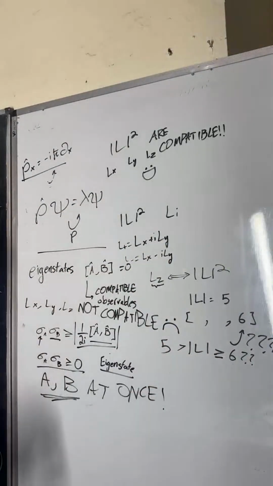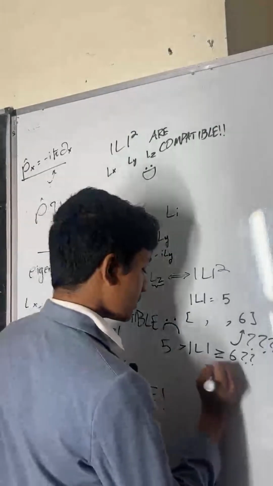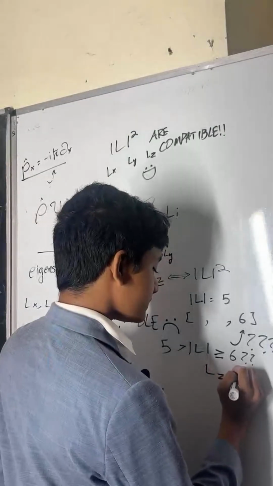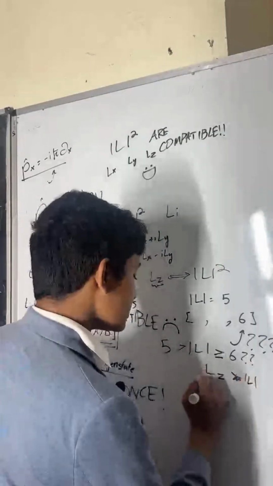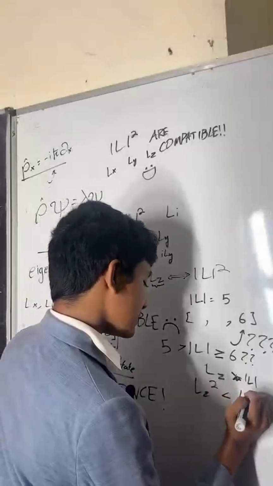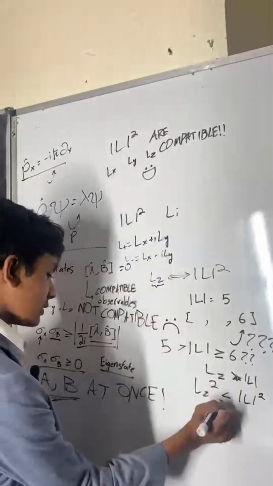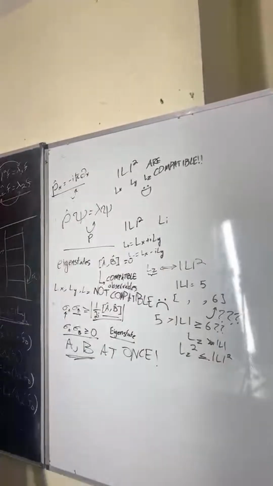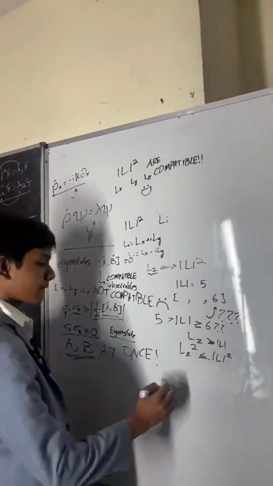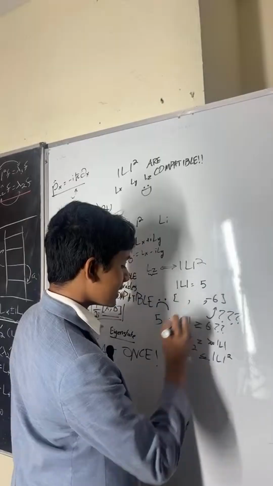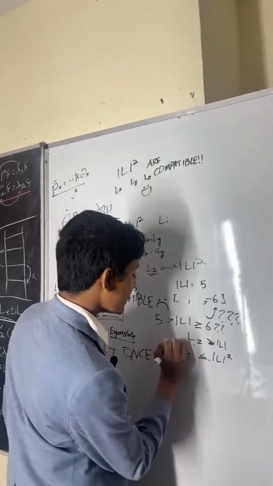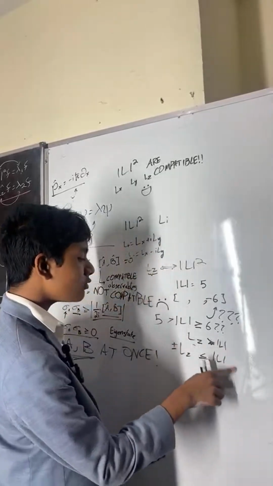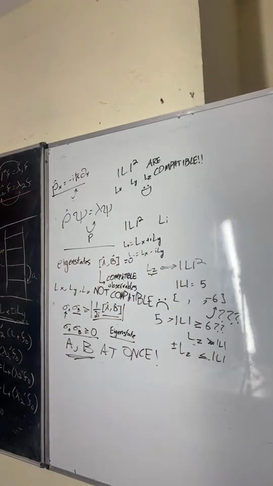Which means that LZ cannot be greater than the magnitude of L. LZ squared has to be less than or equal to L squared. Another thing: this also wouldn't make sense if it was minus 6, but I guess that's covered here too. So plus minus LZ has to be less than or equal to L. Okay, so that's fairly straightforward.